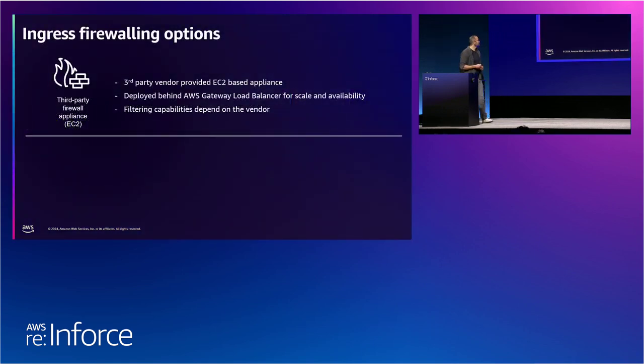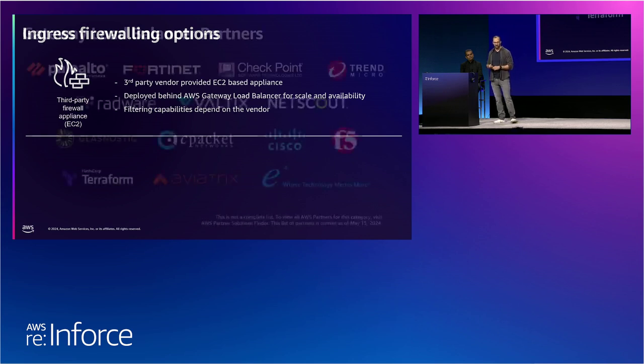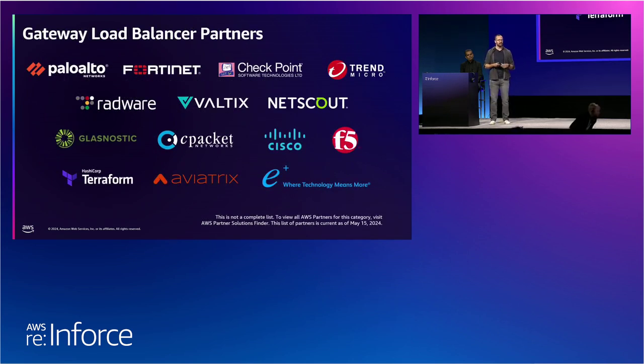So option number one could be using a third-party vendor. So this could be your favorite appliance that you have on premise and bringing it into AWS as an EC2 instance and deploying it usually behind the Gateway Load Balancer, which is our load balancer service that allows you to scale these appliances in the cloud. And then what filtering capabilities you have, maybe also WAF capabilities, will depend on what kind of vendor you're going to go for. So here is the non-exclusive list of some of the Gateway Load Balancer partners and vendors.